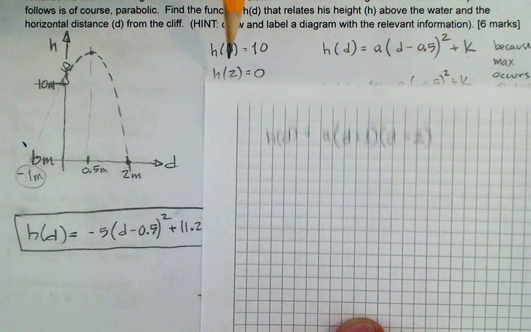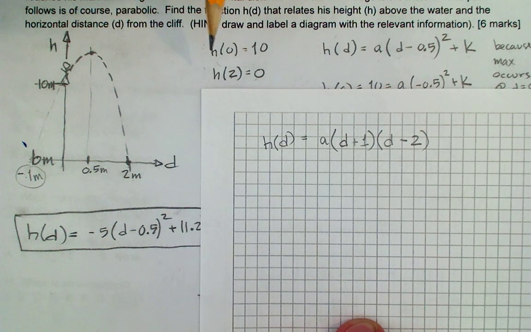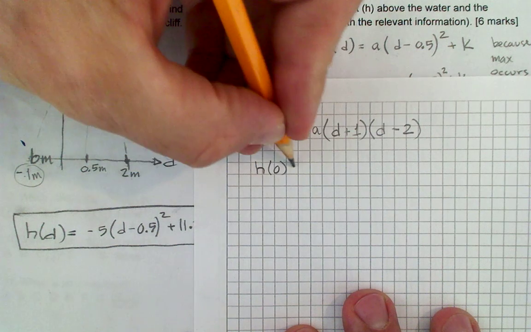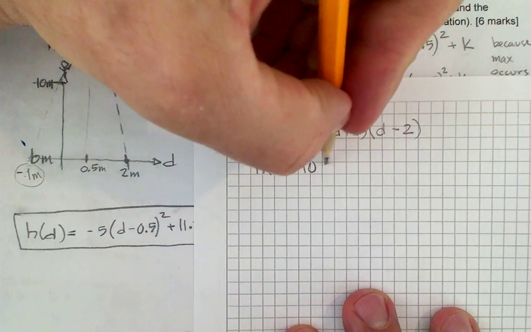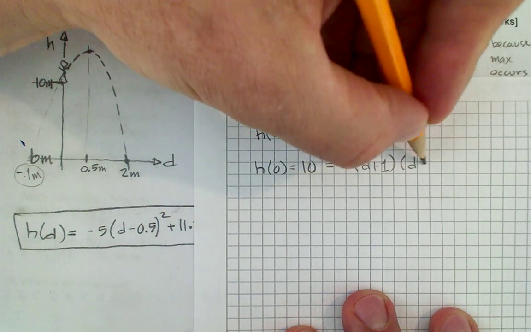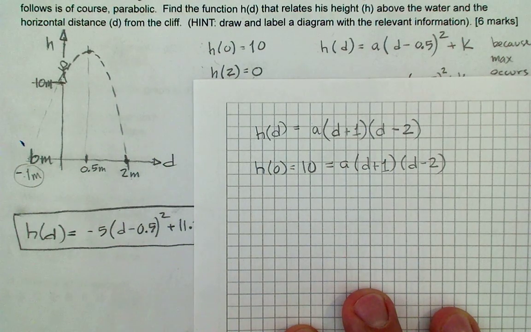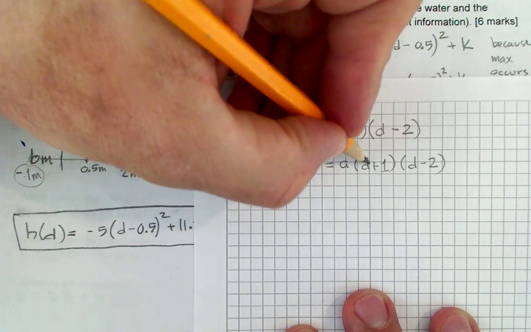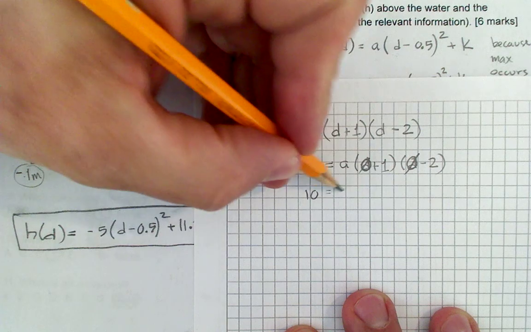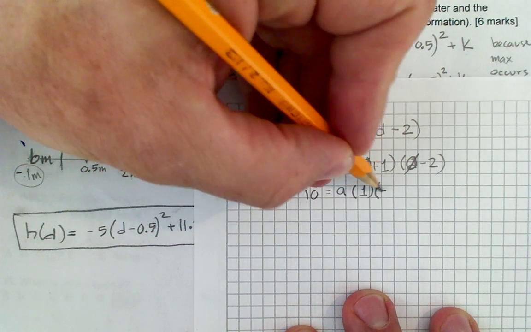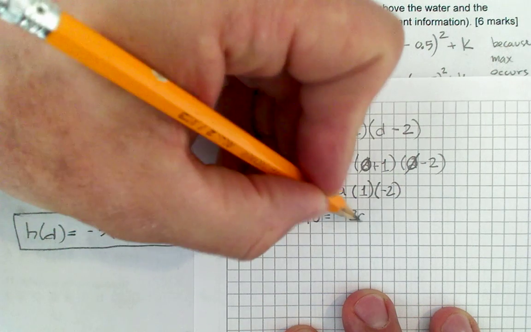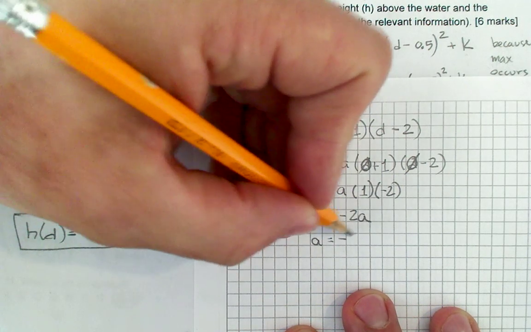And then it's as simple as acknowledging this information once again. I know that when I plug 0 into this formula, h of 0 is equal to 10. And so that must also equal a times d plus 1 times d minus 2. But what do we know d is? It's just 0. These are zeros right here. So let's simplify this. 10 equals a times 1 times -2. So 10 equals -2a, so a equals -5.